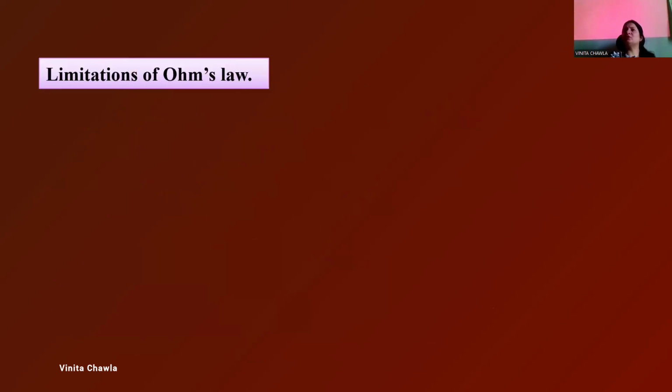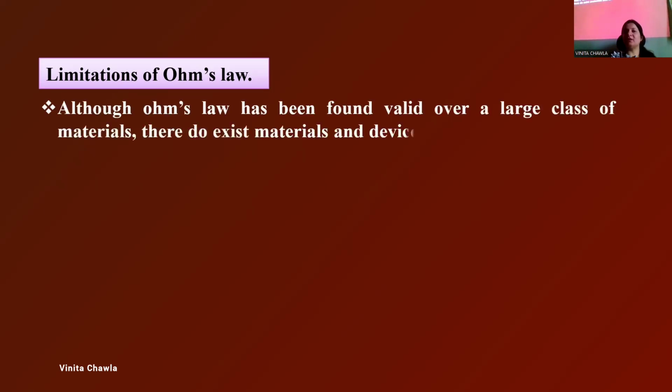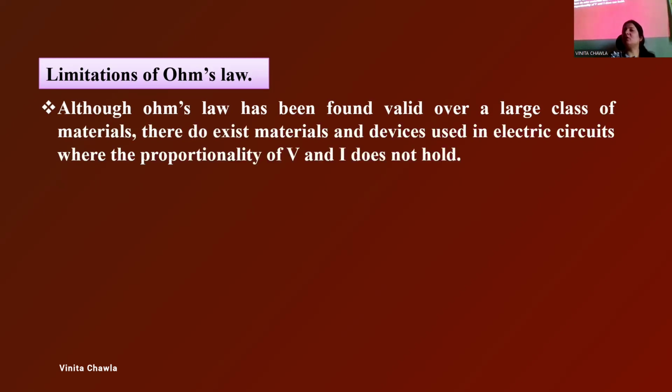Okay, what are the limitations of Ohm's law? Now you can tell me the limitations. That it is only valid for ideal conditions, for good conductors. Even for good conductors, at higher voltages it is not linear, it is slightly curved. So, although Ohm's law has been found valid over a large class of materials, there do exist materials and devices used in electric circuits where the proportionality of V and I does not hold. Where does it not hold? It does not hold in semiconductors, it does not hold in insulators, right?